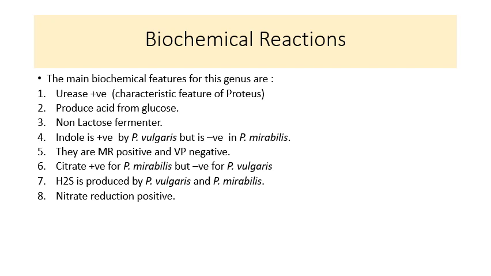They are non-lactose fermenters. For indole, Proteus vulgaris is positive, but mirabilis is negative. Methyl red is positive for both species. Voges-Proskauer is negative. Citrate is positive for mirabilis but negative for vulgaris. They produce H2S, and they reduce nitrate to nitrite. So these are some of the biochemical tests that can be utilized for testing and identifying the Proteus species.